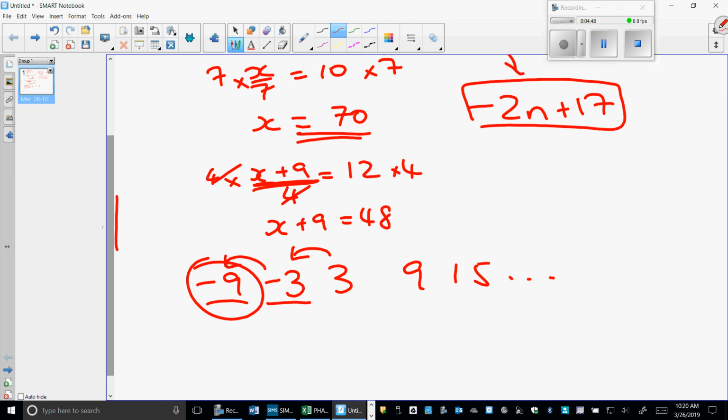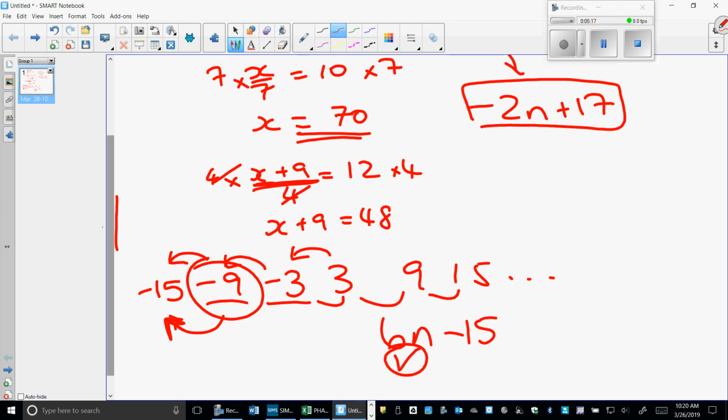It then says what's the nth term rule. We know we're adding 6 each time, so that means it's 6n. Then we find out what the value before it would be, so we have to take away another 6. What's negative 9 take away 6? Negative 15. So it's 6n minus 15. You've got 1 mark for identifying the 6n and 1 mark for the minus 15.